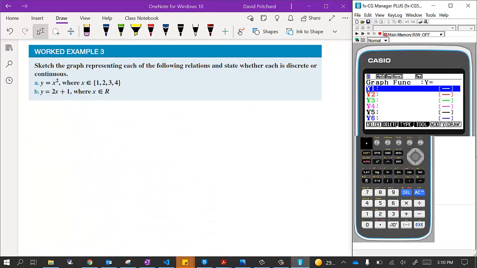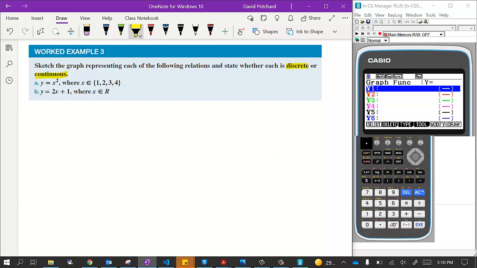So you'll see that I've pulled out my graphics calculator. At this stage, you should probably be able to sketch these nice and easily, and we'll quickly talk about discrete and continuous. Sketching these is going to be something we continue to work on, where we can just use substitution or we can use our graphics calculator. I'll show you both. We'll do the first one by hand, and then the second we'll use our graphics calculator.